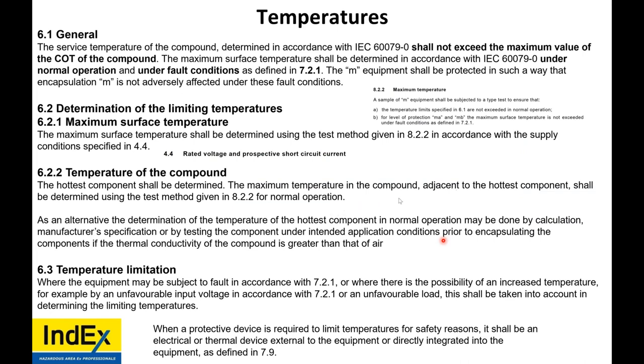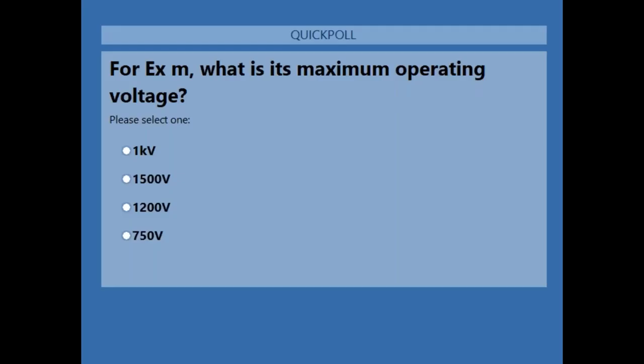Now, what is the maximum operating voltage? It should say EXMA, apologies. So for EXMA, what is the maximum operating voltage? So MA is zone zeros, yeah? The most dangerous hazardous area type, where gas is there continuously or for long periods of time, or dusts.